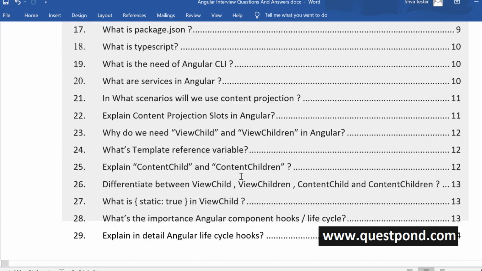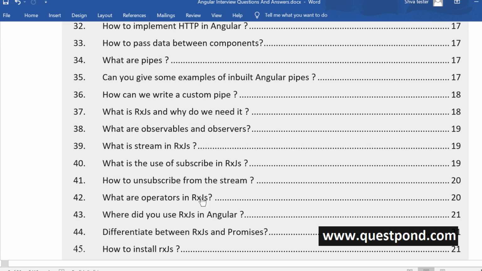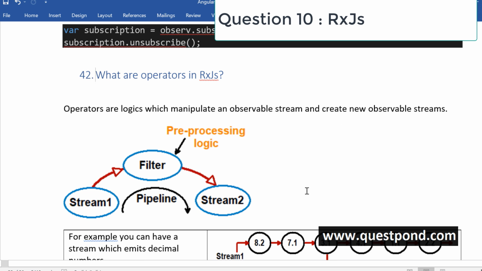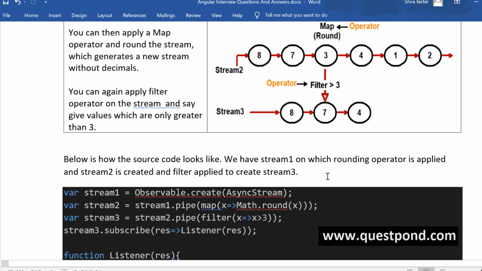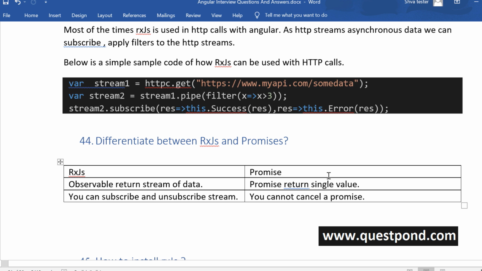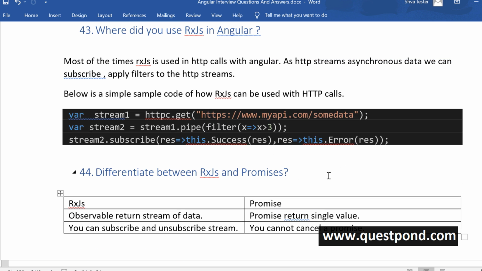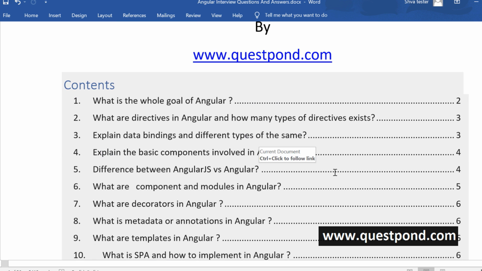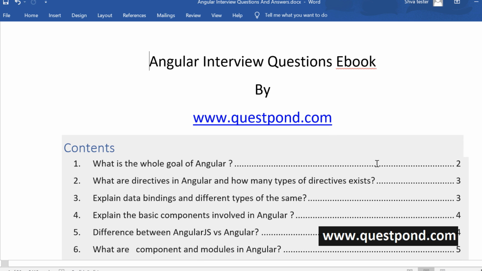And finally, I want to talk about one more question, which is around RxJS. Now, you use RxJS or you don't use RxJS, at the end of the day, for some reason, all Angular interviewers would like to know what RxJS is. They will talk about observer and observable and streams and so on. So just make sure that you understand RxJS, and you understand the difference between RxJS and promises and so on. These are some of the very, very common questions asked during Angular interviews.